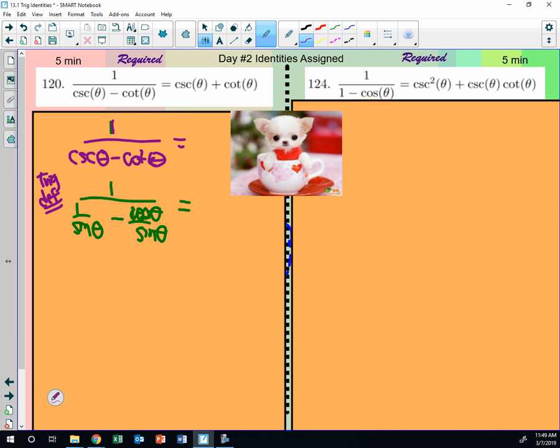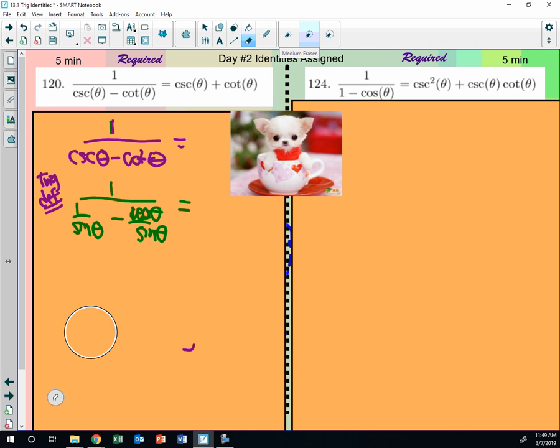So some people would have trouble with this, but not you. What's 8 over 3 minus 4 over 3? What is that? It's 8 minus 4 over 3, right? Or 4 over 3. So you can combine these with one denominator.